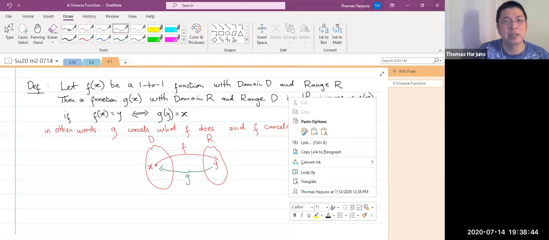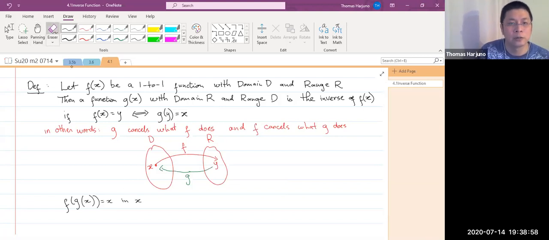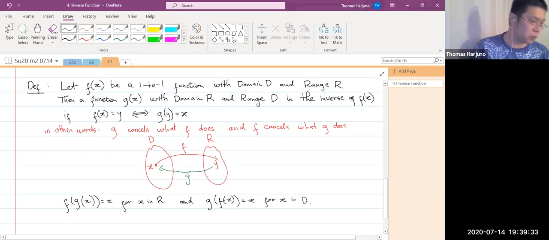Basically, the more precise definition of inverse function g(x) is the following: f compose g of x equals x for x in R, because R is the domain of g, and g of f of x equals x for any x in D, which is the domain of f. That's the definition of inverse function.